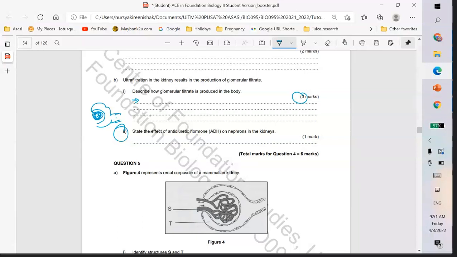And in the kidney, it causes the addition of more aquaporin in the cells of the distal tubule and also collecting ducts. So when more aquaporin is added to the cells of the collecting duct and also distal tubule, there will be more reabsorption of water. That is the effect of ADH hormone in the kidney to cause more reabsorption of water through the addition of more aquaporin in the collecting ducts and also distal tubule.